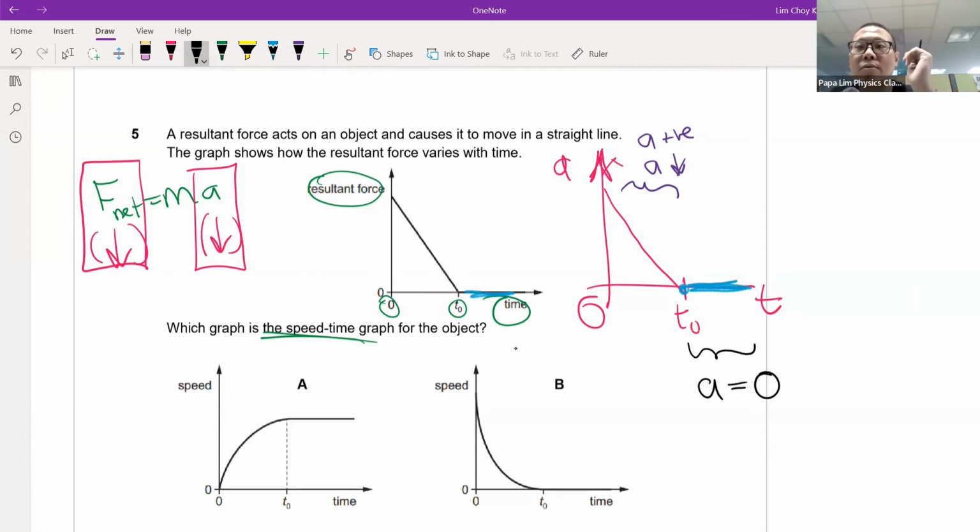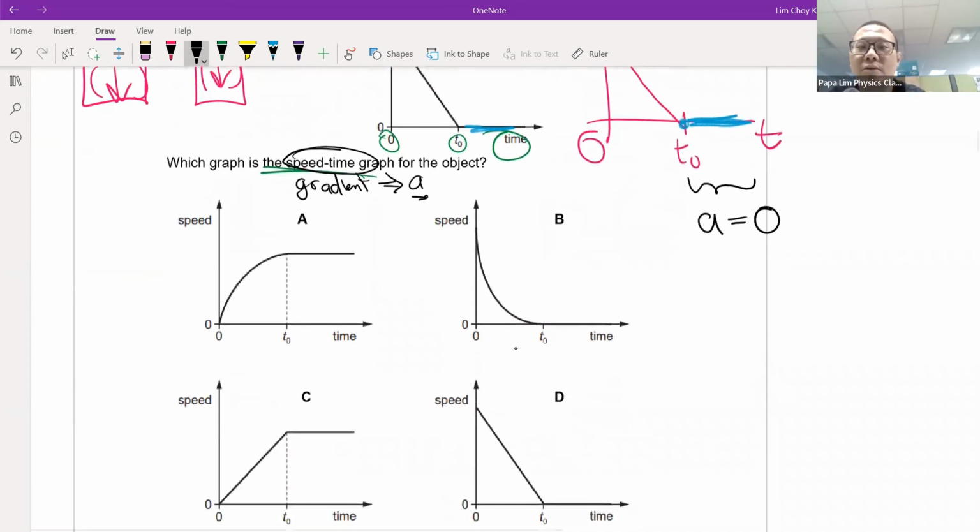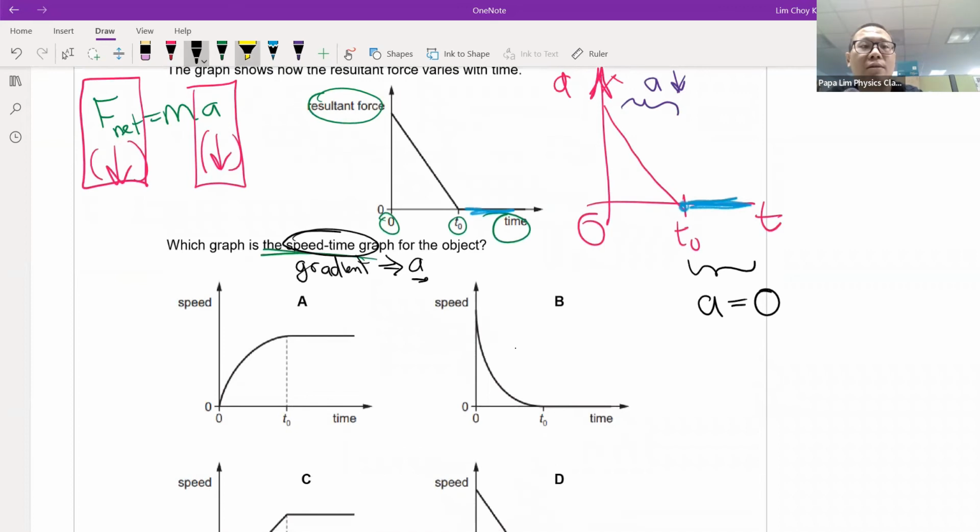How do I infer the speed time graph? We have to take note that for the velocity time graph, the gradient actually gives us information about the acceleration. So the gradient of the velocity time graph should tell us the shape of the acceleration. Let's look at which velocity time graph matches my acceleration time graph behavior.